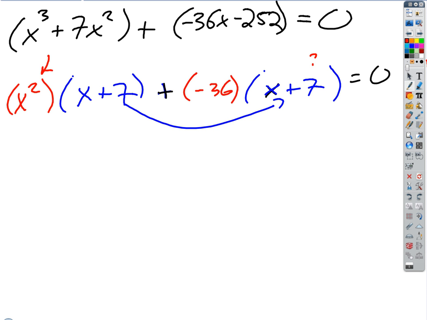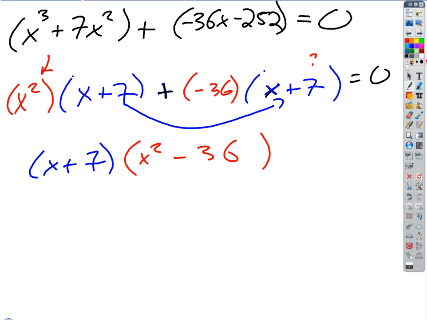Okay, good. Does everybody see why? This is the part I still feel like people don't get. It's okay to just know the pattern, but it'd be nice to know why this works. I've got a red factor times a blue factor plus a different red factor times the same blue factor. So the blue factor is the one that's the same in both groups, so I can undistribute it from each group, right? I factor it out. So I'm left with x plus 7 times x squared plus negative 36, right? Those are gone. So now I've factored the left side.